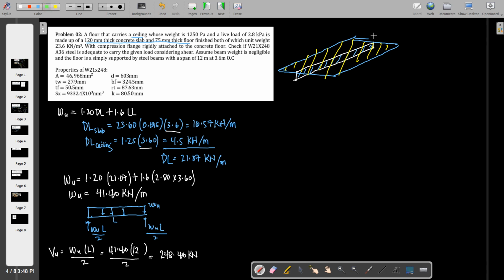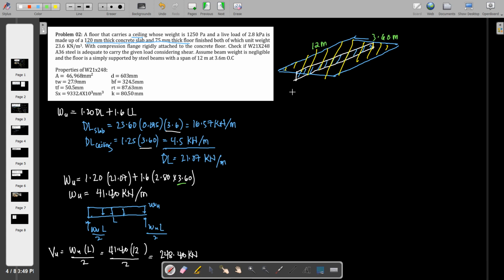So, ito yung 3.6 at ito yung 12 meters. So, this beam carries a tributary length of 3.6 so that it would be transmitted on your 12-meter beam. Okay, that is why lahat ng multiplier natin dito is 3.6.